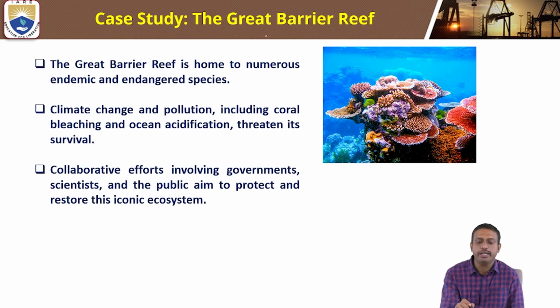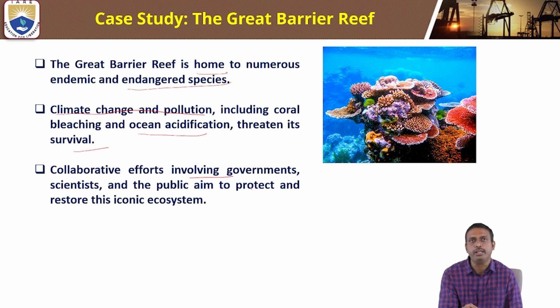Case study on the Great Barrier Reef. The Great Barrier Reef is home to numerous endemic and endangered species. Climate change and pollution, including coral bleaching and ocean acidification, threaten its survival. Collaborative efforts involving the government, scientists, and public aim to protect and restore its iconic ecosystem.